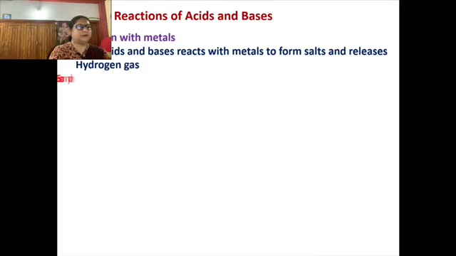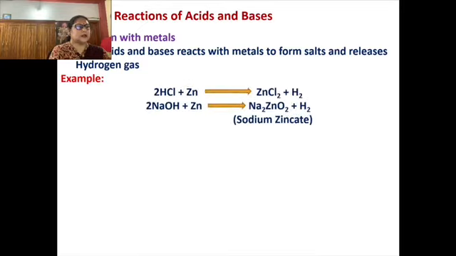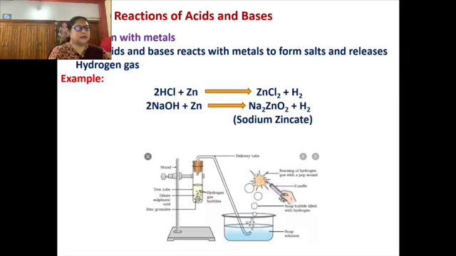For example, if we consider zinc and hydrochloric acid, that means if we consider zinc metal and we add acid. Now this is the activity that is given in your book. Here in the test tube we have zinc metal and we have added some hydrochloric acid to the metal, and the test tube is connected with a cork to a bent tube, which is dipped in a soap solution.